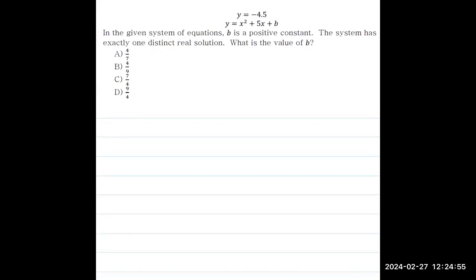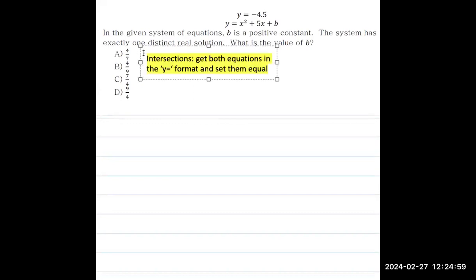This question is giving us two equations and is talking to us about the number of solutions. And so that's an intersection. If you have multiple equations and we're talking about how many solutions there are, we're talking about where these two functions on a graph intersect each other. And for intersections, you've got to get these both in the y equals and set them equal. So this is a little easier because they're both already in the y equals format. So setting them equal is nice and easy.